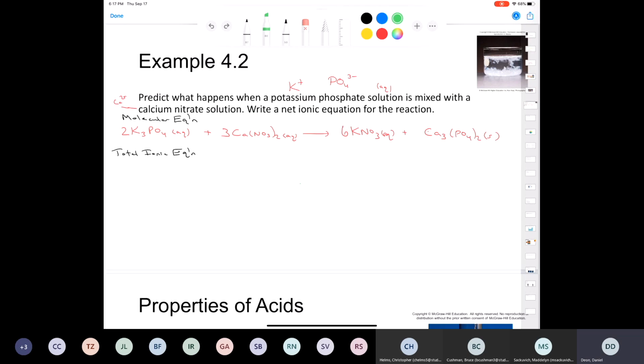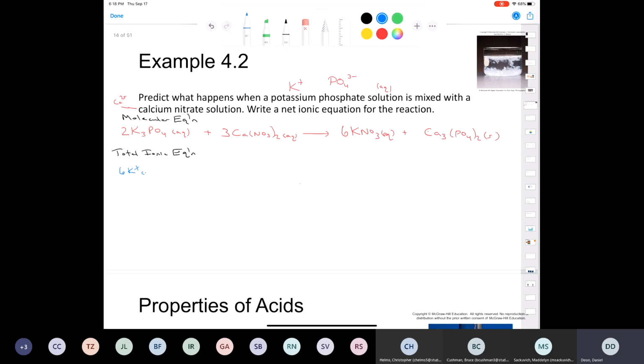Let's do it carefully. How many potassium ions do I have in my 2 formula units of potassium phosphate? How many total potassiums do I have in that 2 moles? How many potassiums total do I have in 2 potassium phosphates? Yes, thanks, Chris. I have a total of 6, because I have 2 times 3.